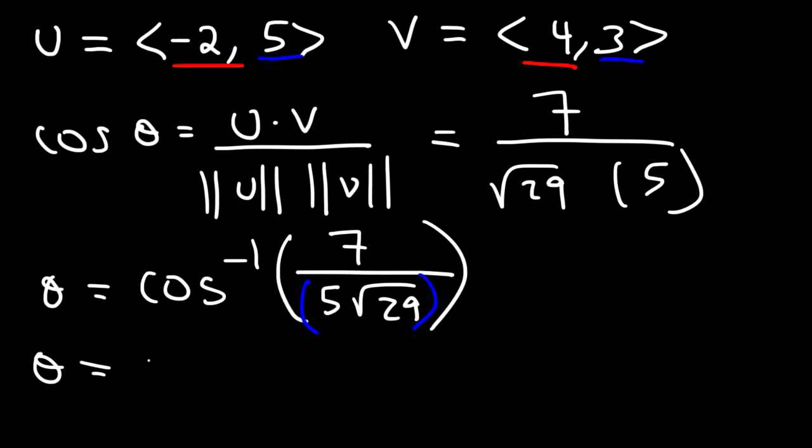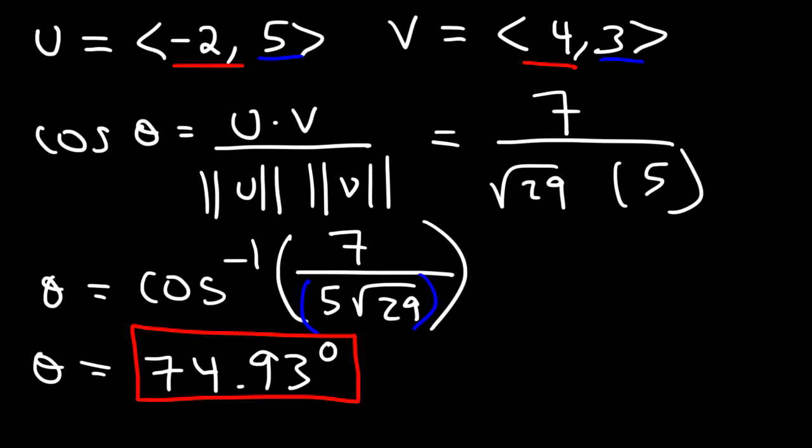So you should get 74.93 degrees. So that's the answer for this problem. If you want to, you can put your calculator in radian mode and get the angle in radians. But that's how you can find the angle between two vectors, simply by using this formula.